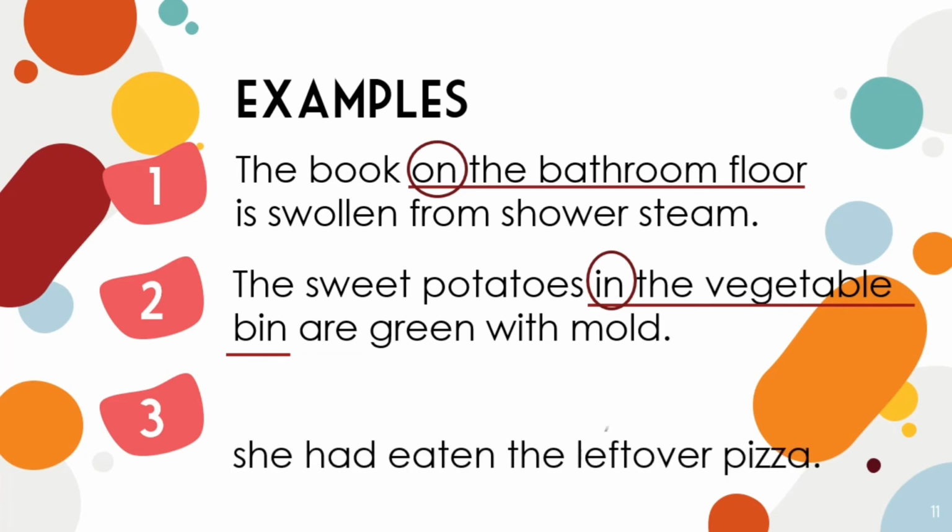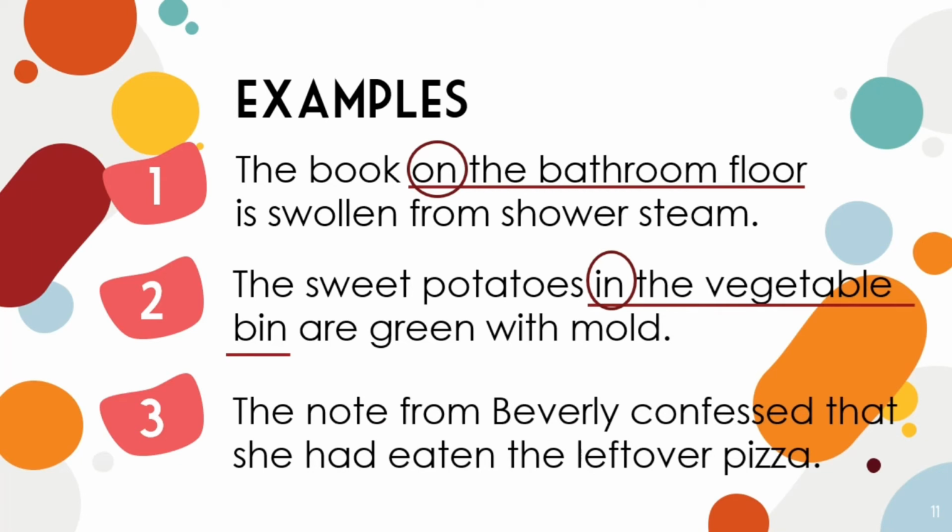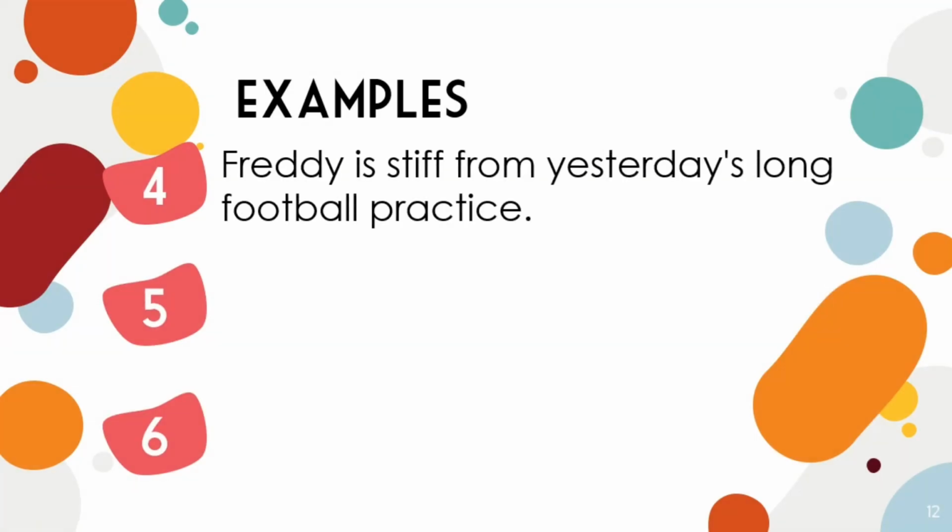Third example, we have: The note from Beverly confessed that she had eaten the leftover pizza. In this example, which note is being talked about? From Beverly. So it means from Beverly is the prepositional phrase. It's easy, right? Always remember that a prepositional phrase always starts with a preposition. Let's have the fourth example. Freddie is stiff from yesterday's long football practice.